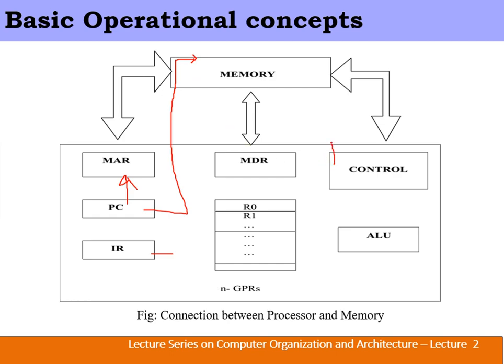by issuing the control signal, the memory control unit is going to issue the read control signals. Once the read control signal is issued, that particular instruction is brought to the memory data register. From the memory data register, that instruction gets copied to the instruction register. At the instruction register, the instruction is held, ready to be decoded and executed.